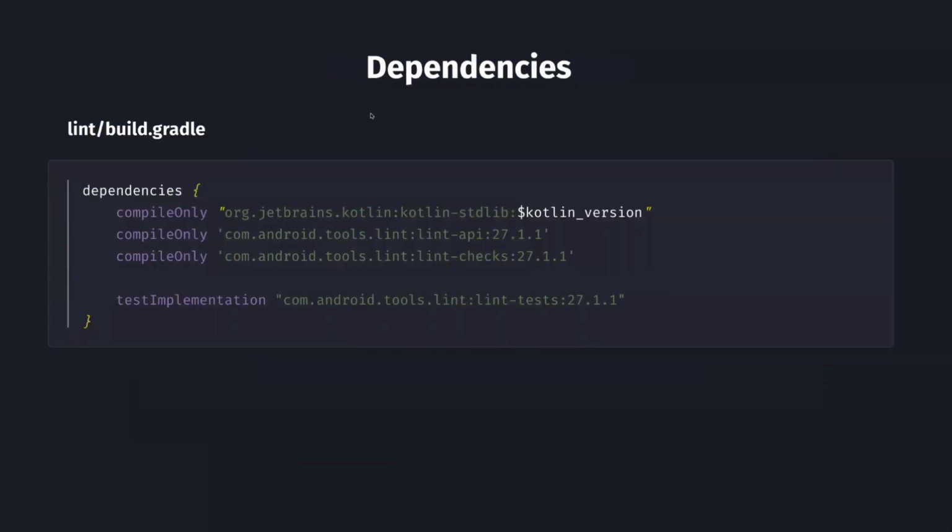The next thing you need to do is include a few dependencies inside the build.gradle of the module you just created. Since I'll be writing the lint rules in Kotlin, I have included the Kotlin standard library. The important dependencies for this section are the lint API and the lint check dependencies. Since you'll also be writing test cases, you can include the lint tests as a test implementation for writing your unit tests.